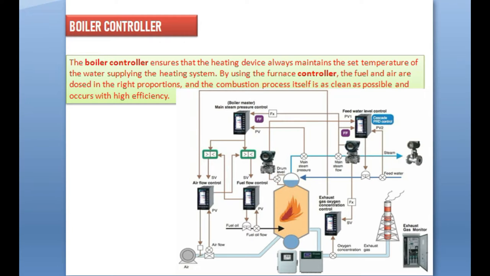That is the heating, and we get steam from that boiling water. As a result, we send this steam to the furnace or any kind of heater, and then to the turbine. The turbine rotating is our main process, or our main destination. The fuel and air are dosed in the right proportions. Fuel means any kind of fuel here, such as existing gas, or oil also.